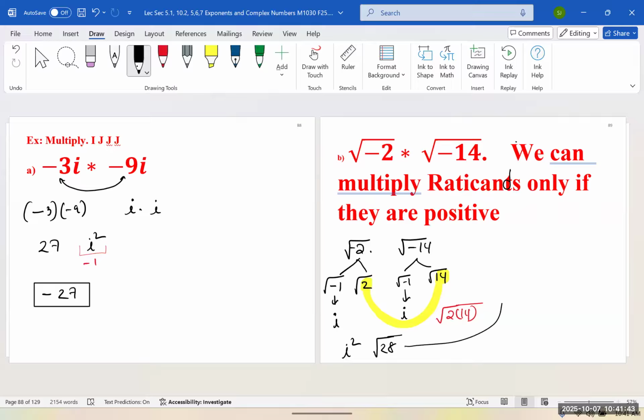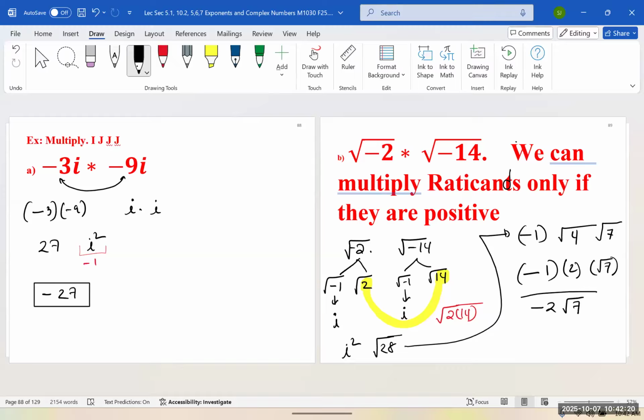So let's do it here. What is i squared? -1. And the 28. Can you split 28 into two pieces? One is a perfect square and one is not. 7 and 4. So we get -1 times 2 times the square root of 7. So what is our final answer? -2 square root of 7. This is one way of doing it.